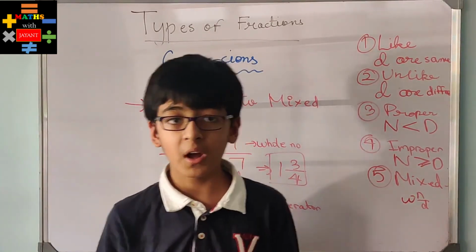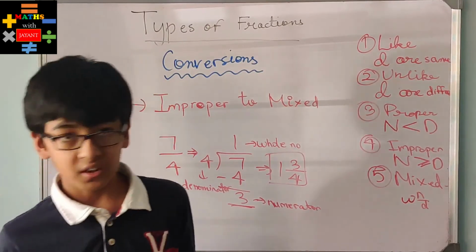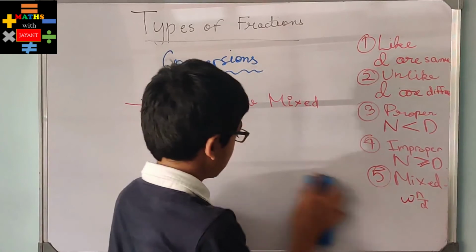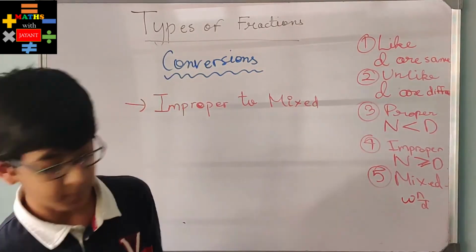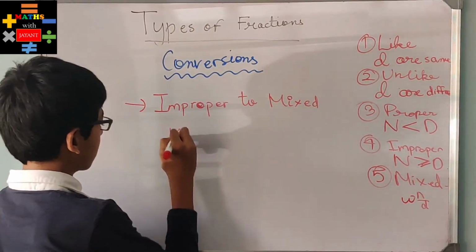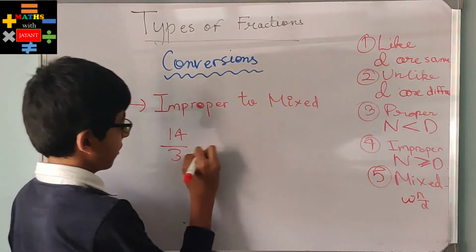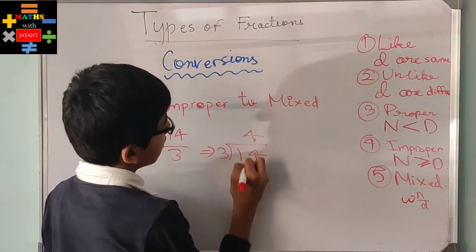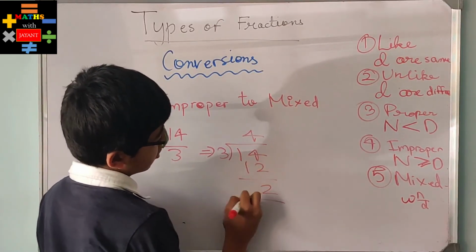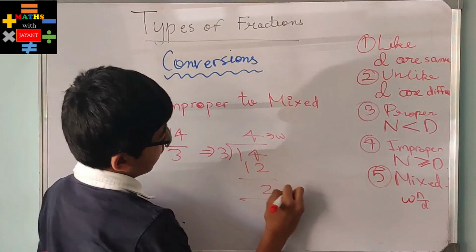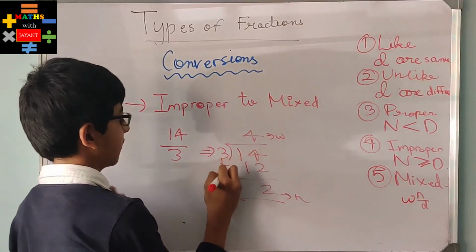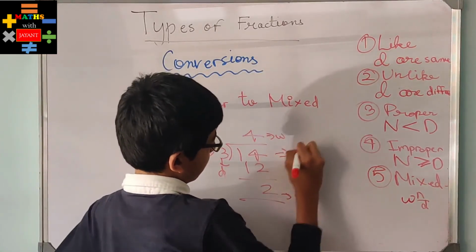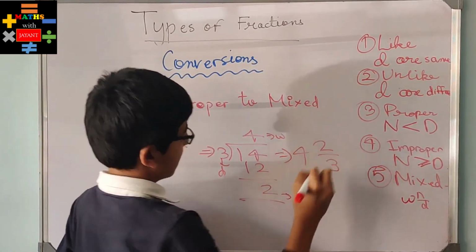Let us have a look at another fraction. Let us take 14 by 3 as one more example. So let's see, 14 by 3. We are going to do 14 divided by 3. 3 4s are 12. We subtract and we get a 2. This should be the whole number. This is the numerator of the fraction and this is the denominator. So like this, we get it as 4 and 2 by 3.